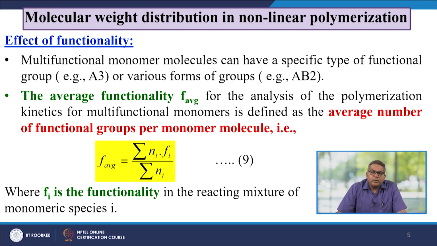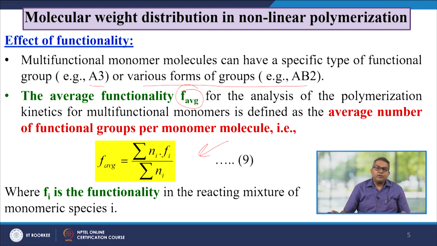The multifunctional monomer molecules can have a specific type of functional groups like A3, or various forms of groups like AB2. The average functionality, F average, for the analysis of polymerization kinetics for multifunctional monomer, is defined as the average number of functional groups per monomer molecule, and that is F average equal to summation of Ni Fi over summation of Ni, where Fi is the functionality of the monomeric species in the reacting mixture, and this is represented as equation number 9.